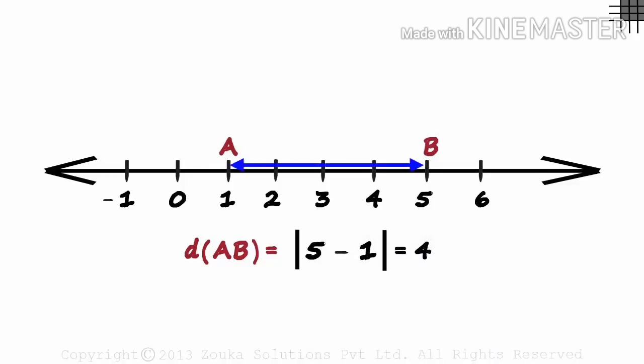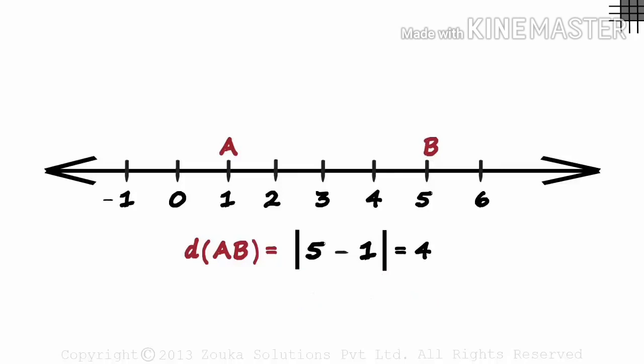First, the distance between A and B is written like this: d(AB). The distance is the absolute value of the difference between the endpoints of segment AB. Here the endpoints are 5 and 1. Remember, it's the absolute value of the difference, so it can also be written as |1 - 5|. The absolute value ignores the sign of the number. So even |1 - 5| will equal 4.